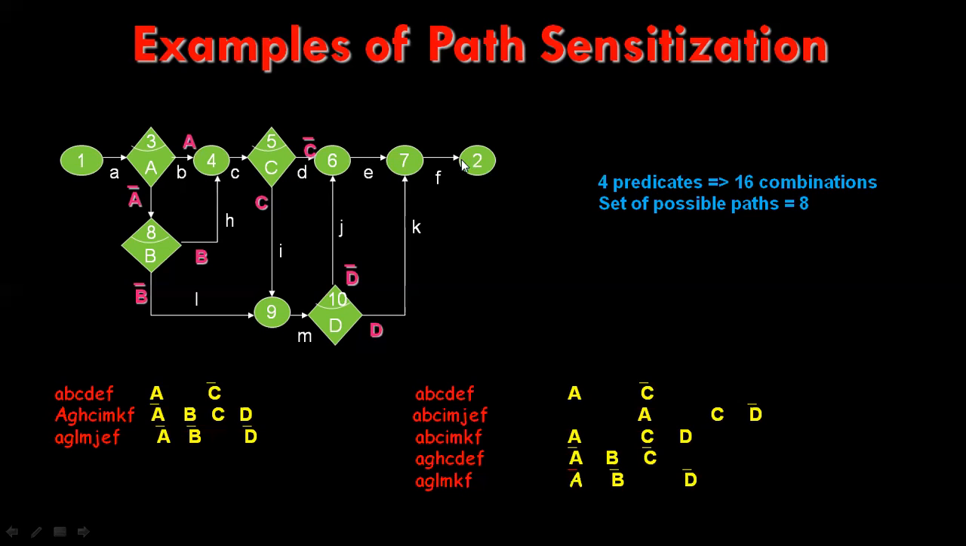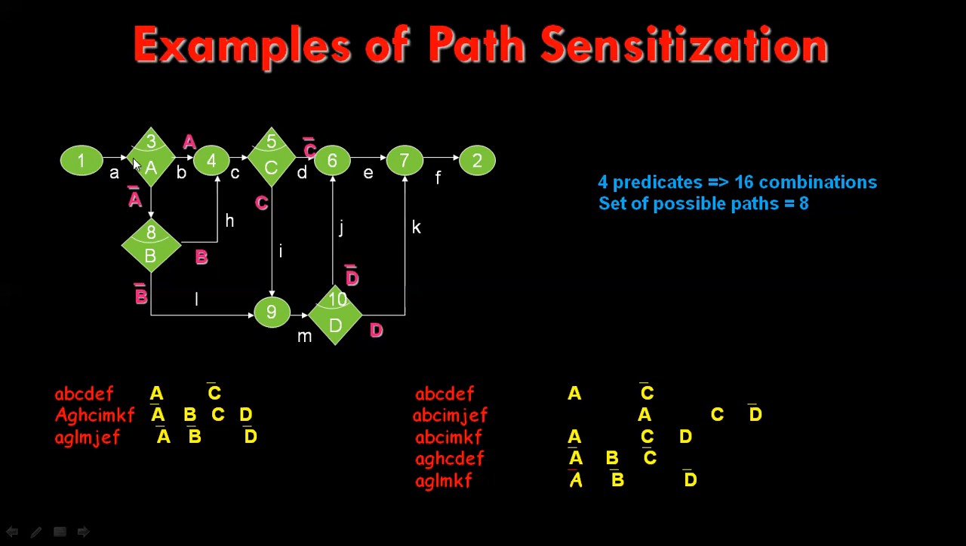From 1 I am going to 2 in this way. What we got is A, C bar. Next, A, G, H, C, I, M, K, F. A, G, and next it is A, G, H. So here we can see the different paths we can achieve. Actually it is A, G, H, next C, next I, M, next K, next F. This is the second path.